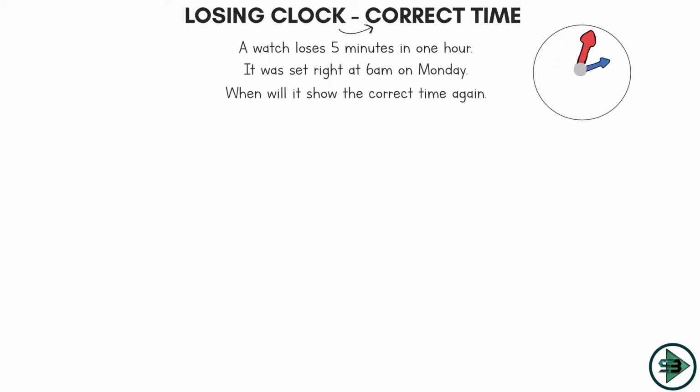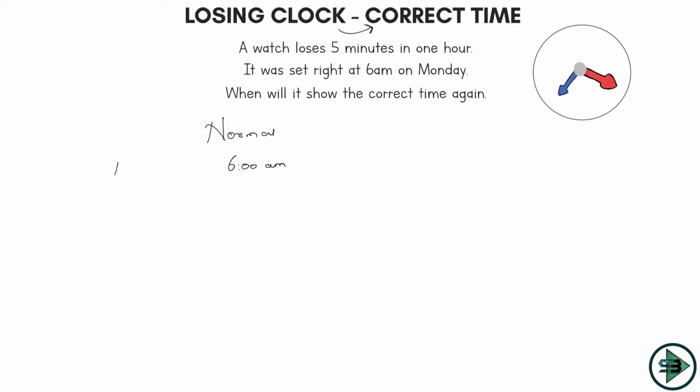A watch loses 5 minutes in every 1 hour. It was set right at 6 am on Monday. When will it show the correct time again? So it's a losing clock. Let's compare it first with the normal clock. If I keep a normal clock, it was set right at 6 am Monday. So it's 6 am Monday.